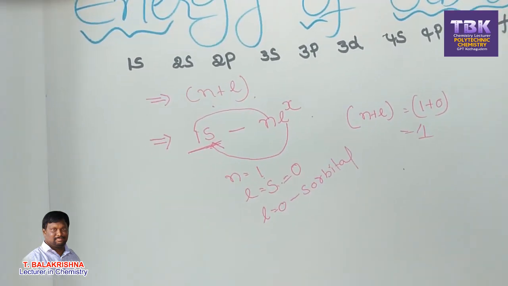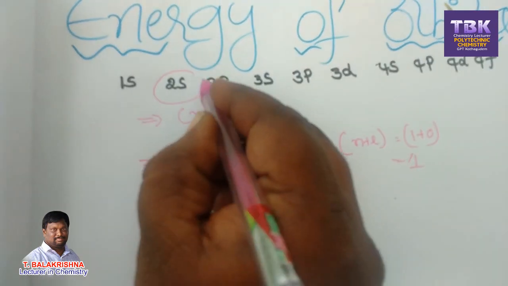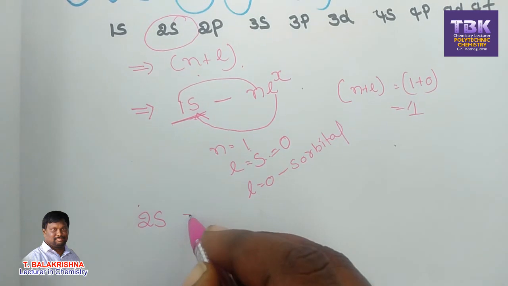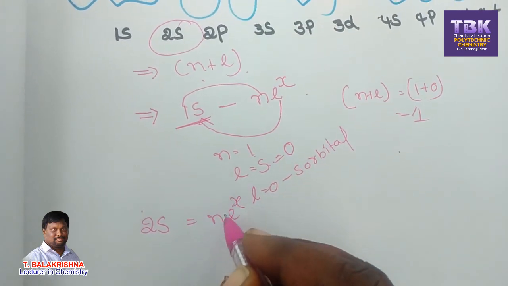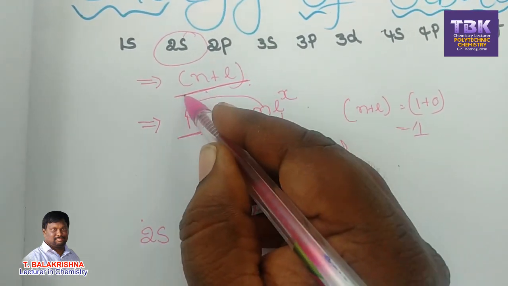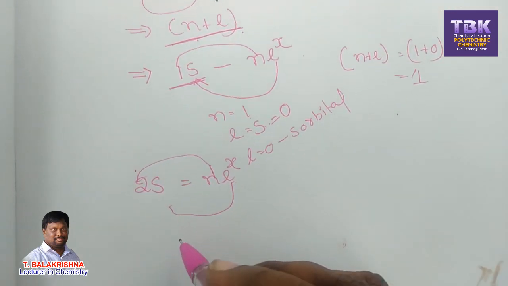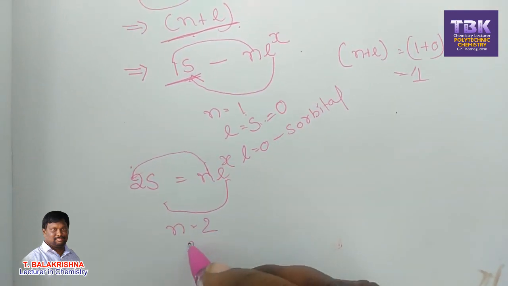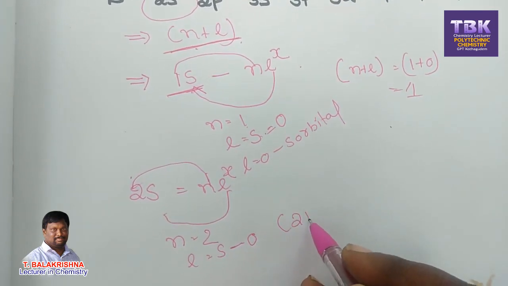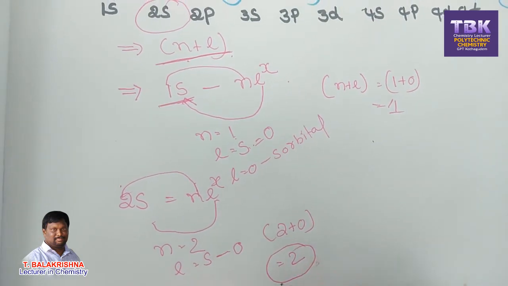Now try to find the energy of the 2s orbital. How to calculate it? You write 2s and compare it with nl. The formula to calculate the energy of an orbital is n plus L. What is the n value? 2. What is the L value? L is s, which means the L value is 0. So 2 plus 0 is 2. That is the energy of the 2s orbital.